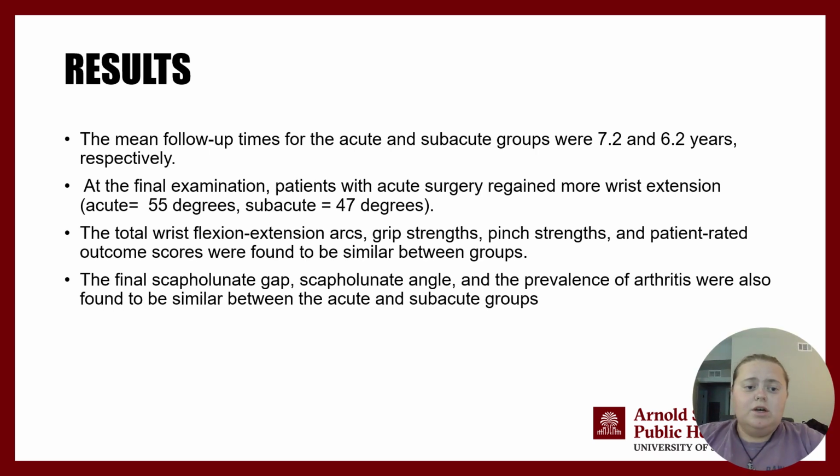For some results, the mean follow-up times for acute and subacute groups were 7.2 and 6.2 years respectively. At the final examination, patients with acute surgery regained more wrist extension. Acute was about 55 degrees, where subacute was about 47 degrees. The total wrist flexion-extension arcs, grip strengths, pinch strengths, and patient-rated outcome scores were found to be similar between the groups, and the final scapholunate gap, the scapholunate angle, and the prevalence of arthritis were also found to be similar between the acute and subacute groups.